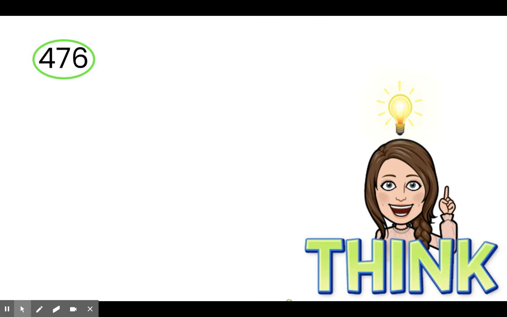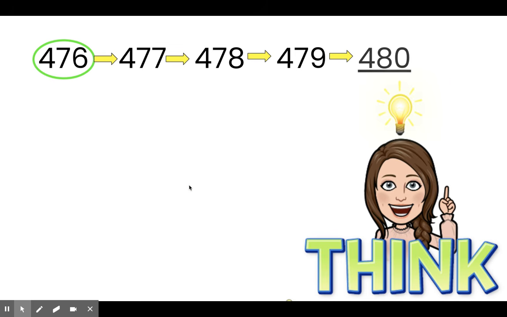We got to the next benchmark number. Let's count it out again. 477, 478, 479, 480. I underlined 480 because that's where I bundled all the ones and made the next group of 10. And that was our benchmark number, 480.